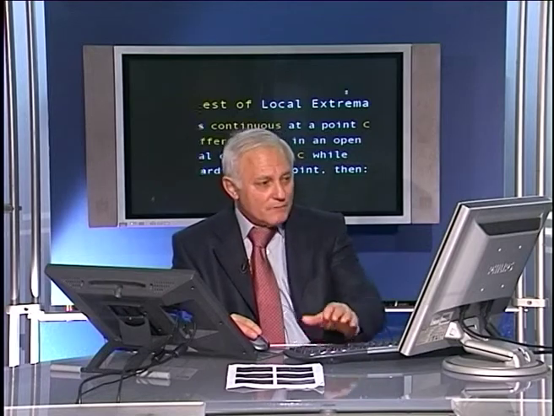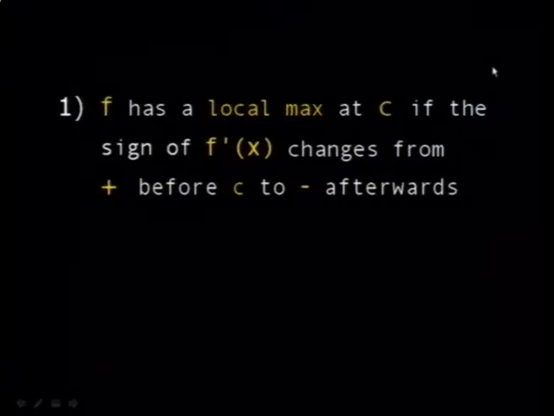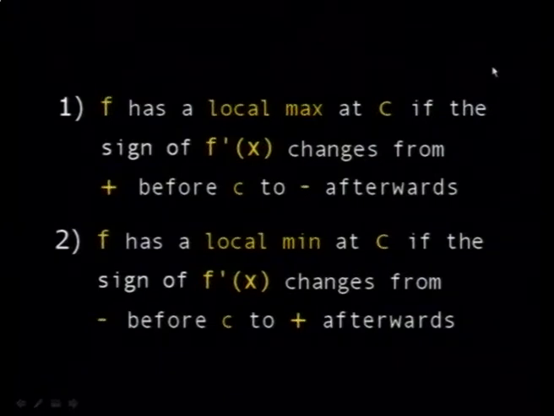Then, if f dash changes sign from positive to negative, it just means that this is a maximum, of course, because it was climbing and then it's going down. Whereas if f has a local minimum at C, then the sign of f dash changes from negative, because it was going down, then it goes up again. So this is a local minimum. So these 2 tests give you the conclusion that you are either having a local maximum or a local minimum.